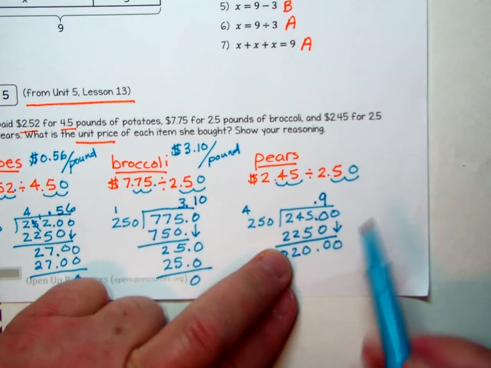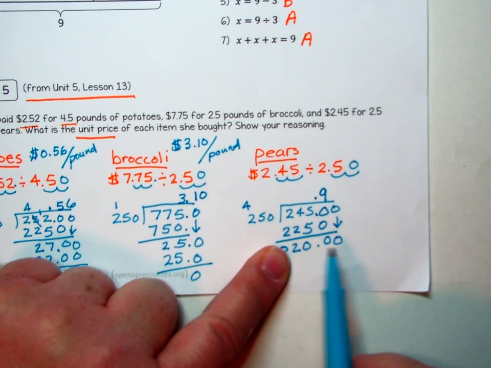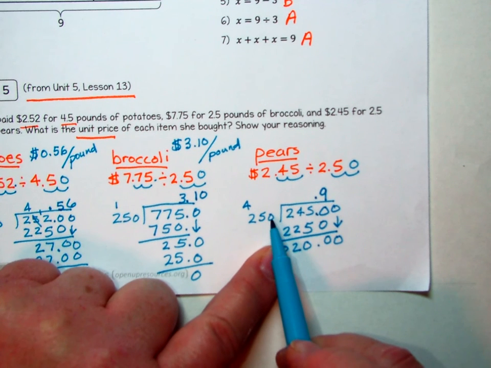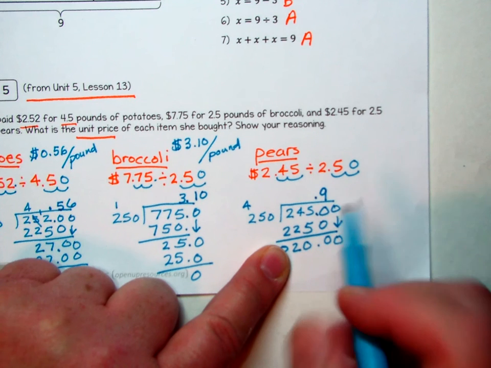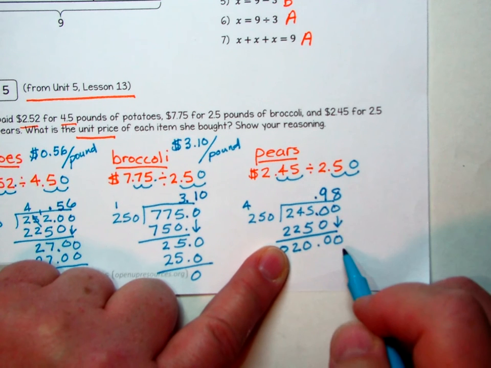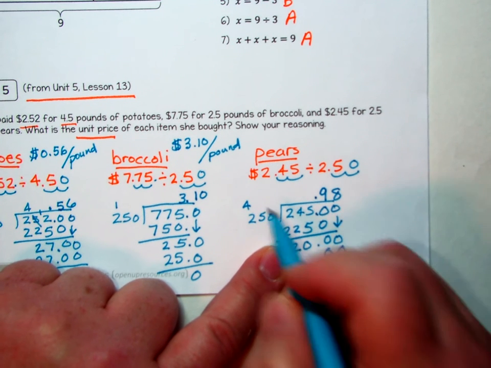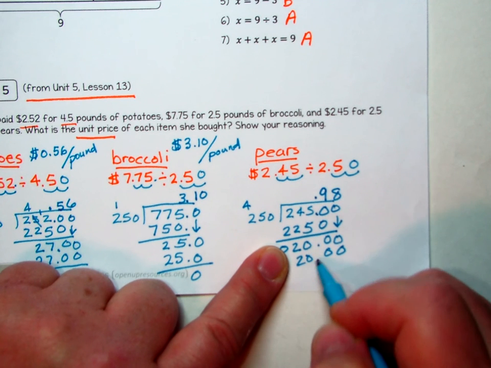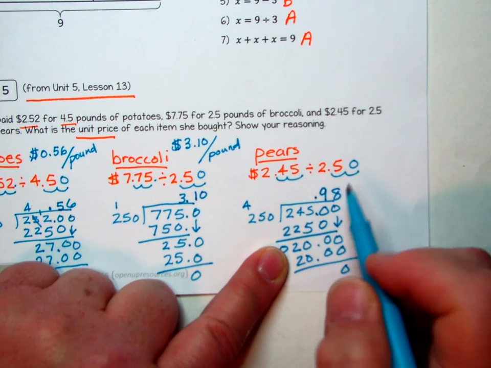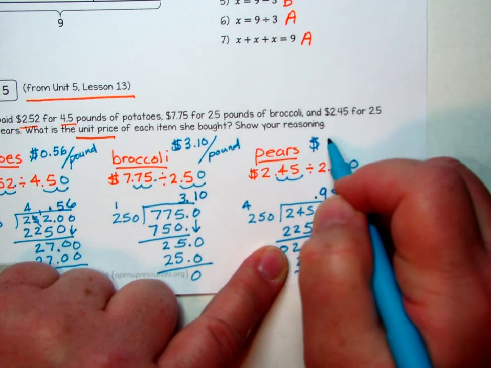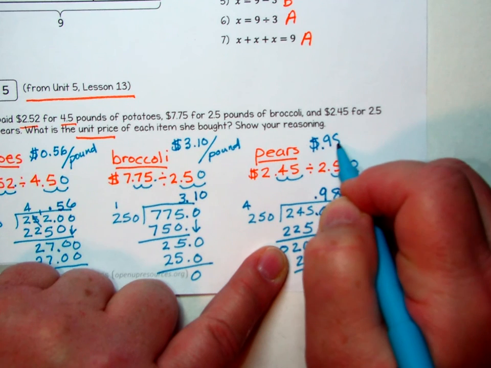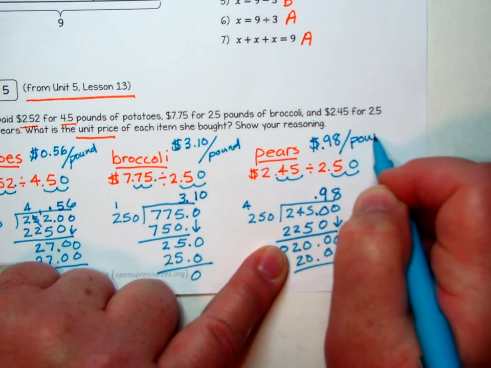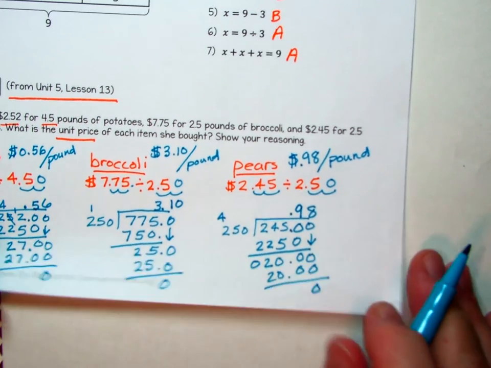250 will go into 2,000 exactly, because 250 goes into 1,000 4 times, so it will go into 2,000 8 times. So 8 times 0 is 0, 8 times 5 is 40, carry the 4, 8 times 2 is 16, plus 4 is 20. Yay, no remainder. So my pears are 98 cents per pound. And there is my unit rate for each of those.